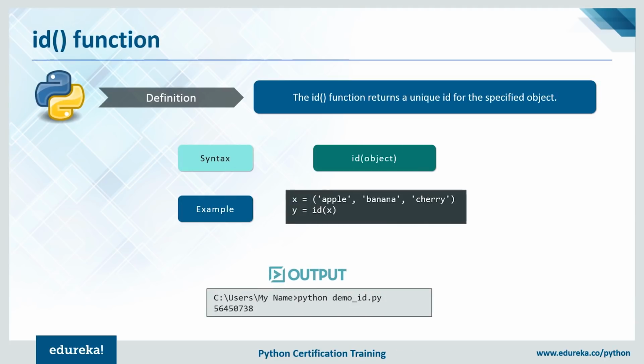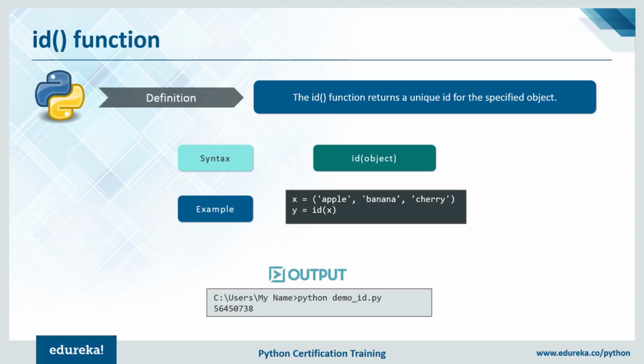id of object. As you can already tell, id is the keyword, object is the parameter. Here the object can be anything, guys. It can be a literal object, a string, a number, a list, a class or anything as such. Check out the example. x is equal to apple, banana, cherry. y is equal to id of x. This particular object created has this identification. When you perform operations on this object x, Python tracks it in the background using this particular identification, guys.